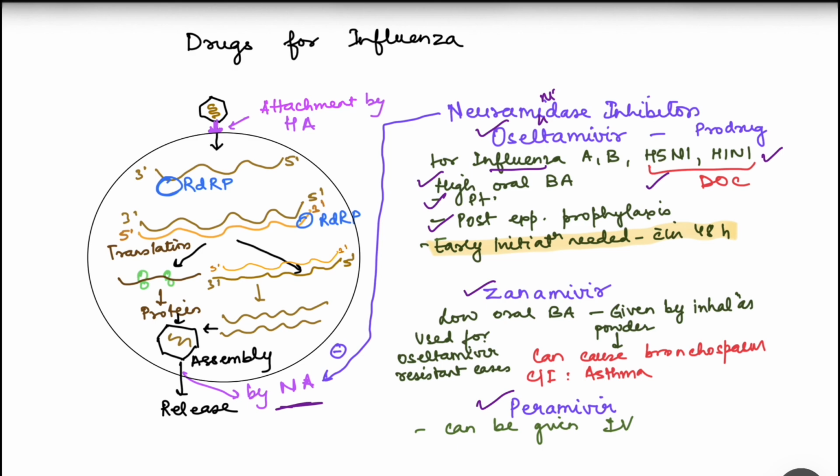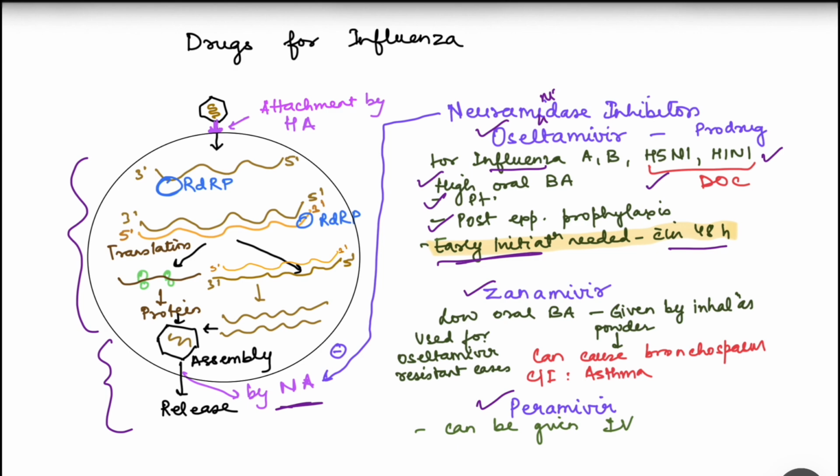And we have to ensure early initiation of the therapy, that is within 48 hours. Why? Because you see that here it is blocking the release of the RNA virus from the host cell. So first it is multiplying within the cell. This multiplication of the virus within the host cell is maximum within the first 48 hours. So for this drug to act effectively, it is important that it is given within the first 48 hours. Otherwise, the maximum damage to the host cells would already have been done.